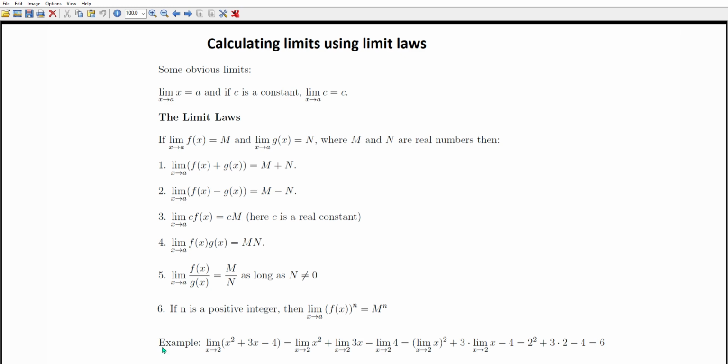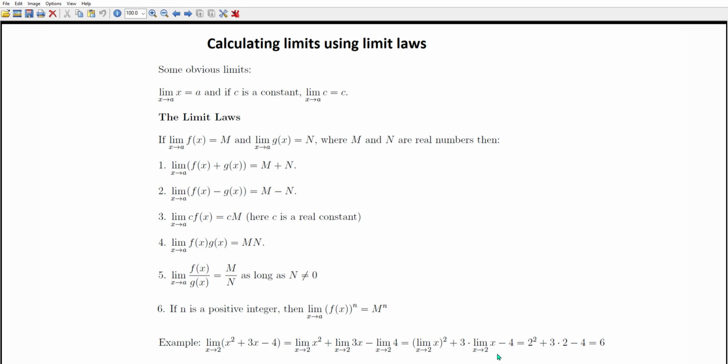Here's an example. Let's look at the limit as x goes to 2 of x squared plus 3x minus 4. Now you'll notice this is the sum and difference of terms. So we're going to have the limit as x goes to 2 of x squared plus the limit as x goes to 2 of 3x minus the limit as x goes to 2 of 4. Now x squared is a power, so we've just got the limit as x goes to 2, squared. 3x, the constant factors right out. We get 3 times the limit as x goes to 2 of x. And then the limit as x goes to 2 of 4 is just 4.